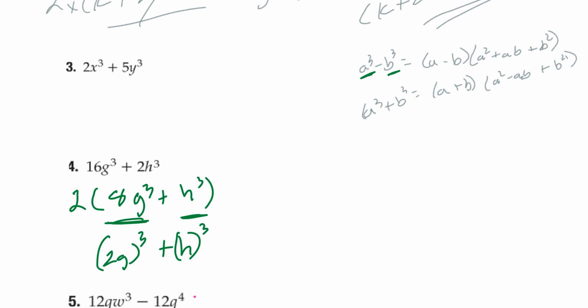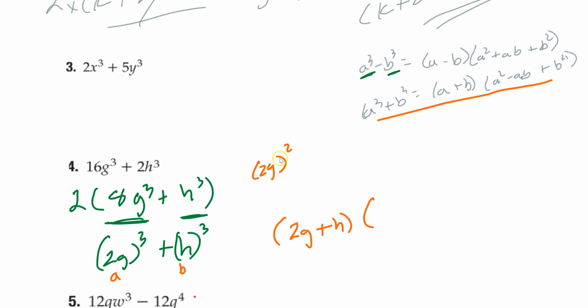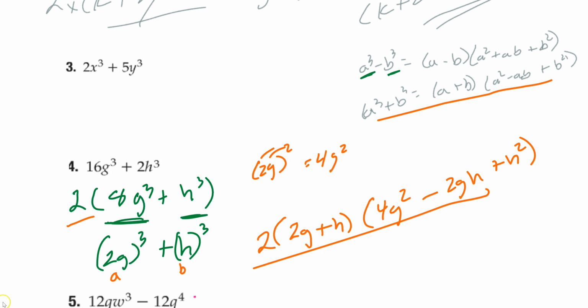Why did I write it like that? Because all we got to do is, once you understand what the a and the b are, this is a, and this is b. All you do is plug it into the formula. In this case, plug into this formula. So it's going to be 2g plus h. Now, a squared, I got to square this. Remember, if you square 2g, you square both of them. So it's actually 4g squared, right? That 2 goes to both. Okay. So 4g squared minus a times b. So I got to multiply these. So 2gh plus h squared. And on the outside, don't forget the 2. So that's how you factor that one using difference of cubes.